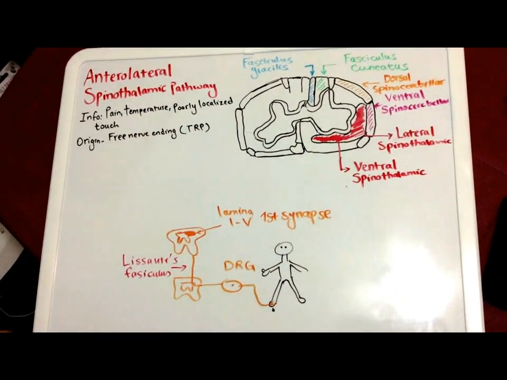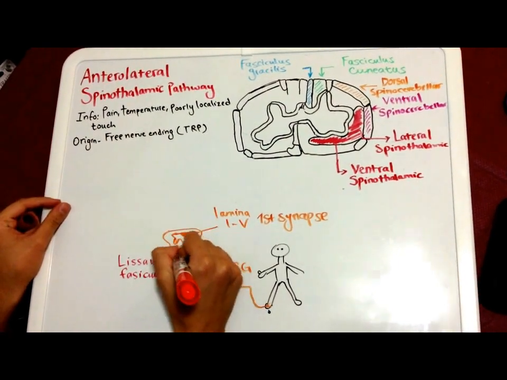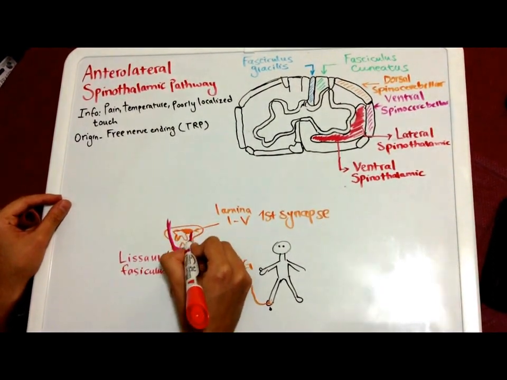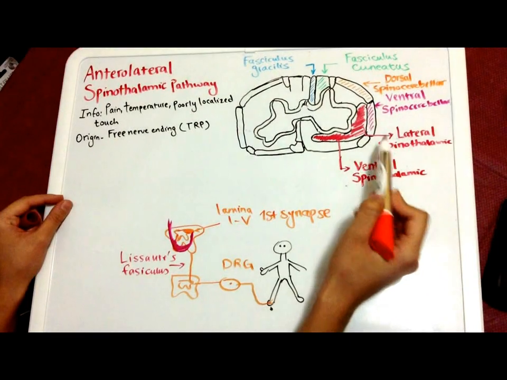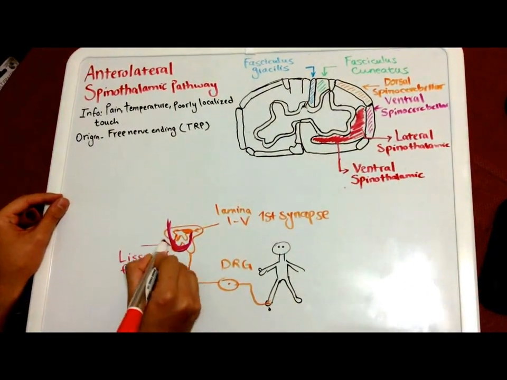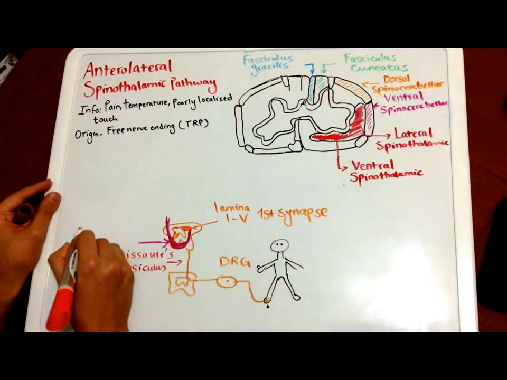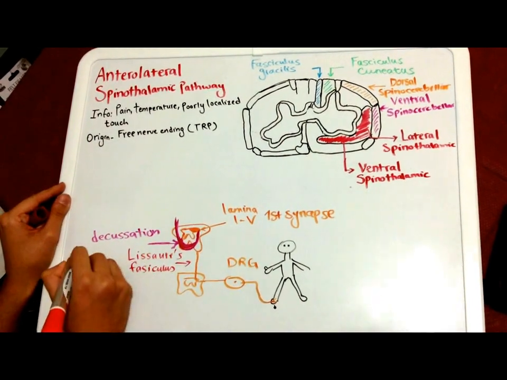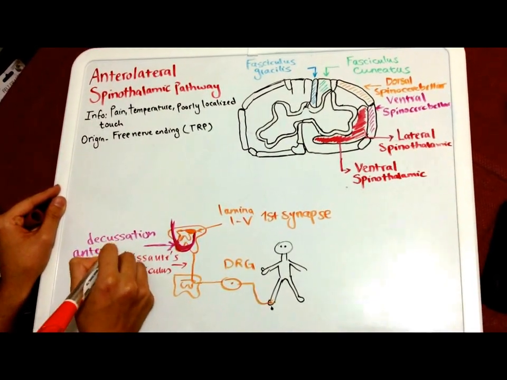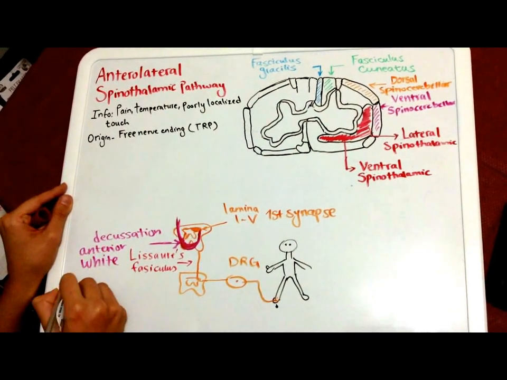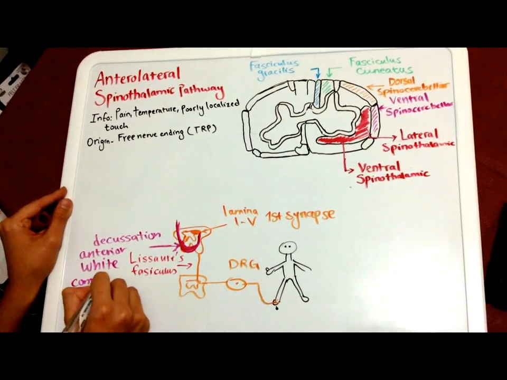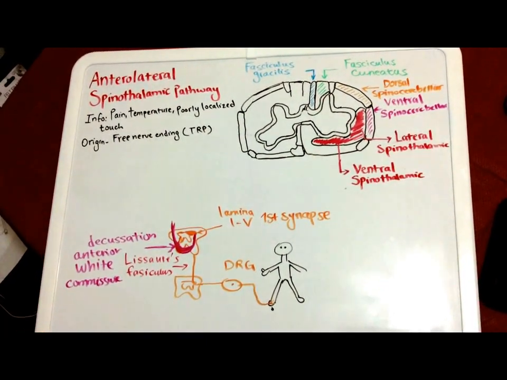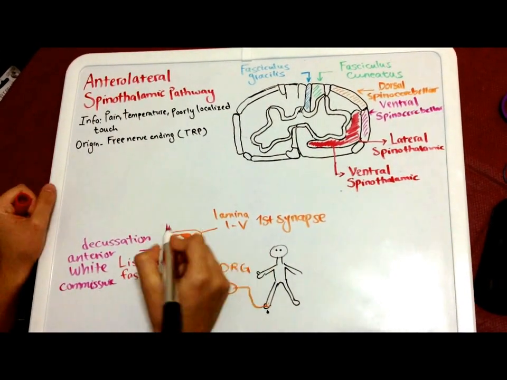Okay, so right after it synapses, it decussates. So right here it decussates, and it's going to go over here, through the lateral spinothalamic tract. The fibers that allow it to decussate, so here you have your decussation, are called the anterior white commissure. Okay, and then it's going to go up via this pathway, the lateral spinothalamic or anterolateral spinothalamic.